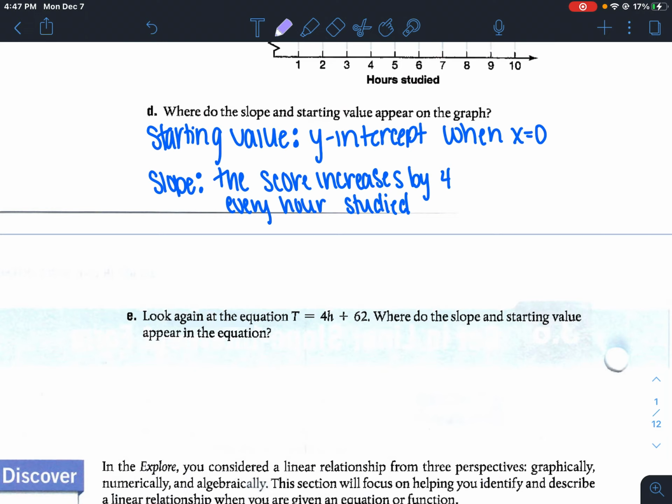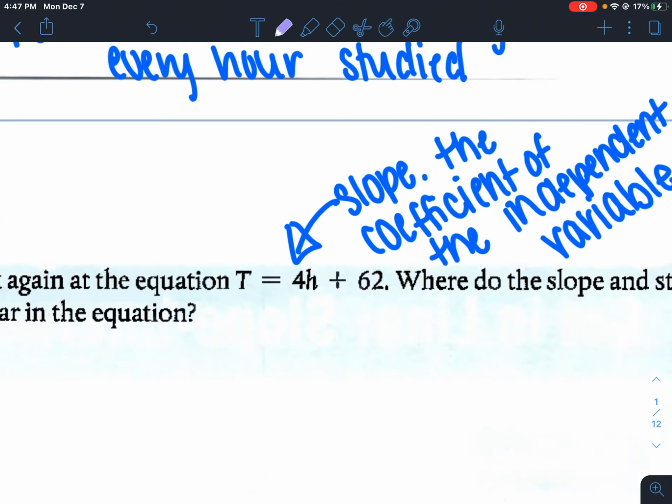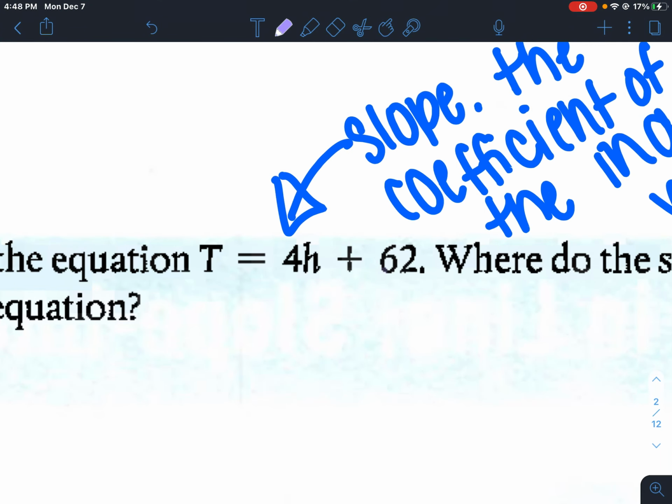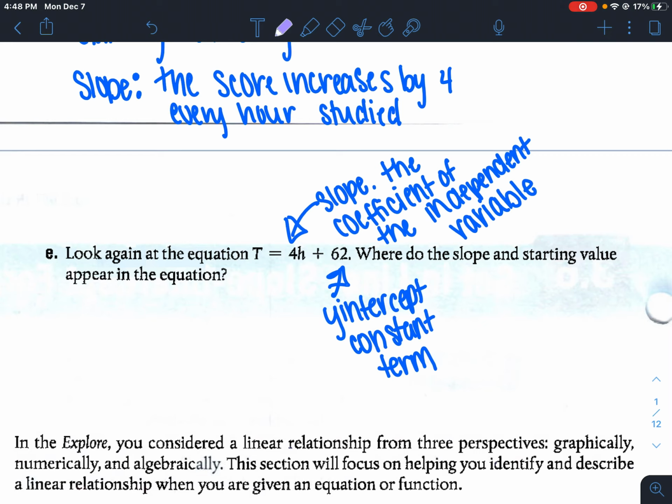Look again at the equation t equals 4h plus 62. Where do the slope and the starting value appear in this equation? Okay, hopefully this one's pretty easy for you. But 4 is our slope, the coefficient of the independent variable. X is always our independent variable. And if I have y equals mx plus b, that h and the x are always going to be our independent variable. And then the y-intercept, or the starting value, is going to be this 62. It's our constant term, the thing that's like starting us out. It's not changing based on anything else.